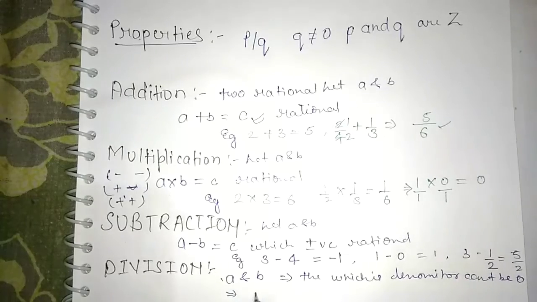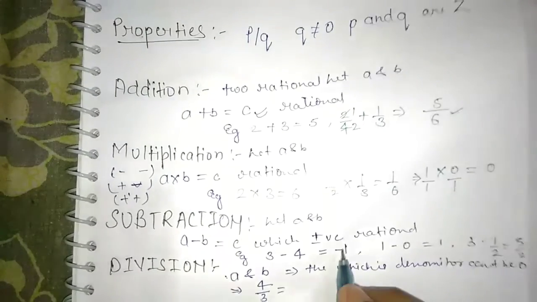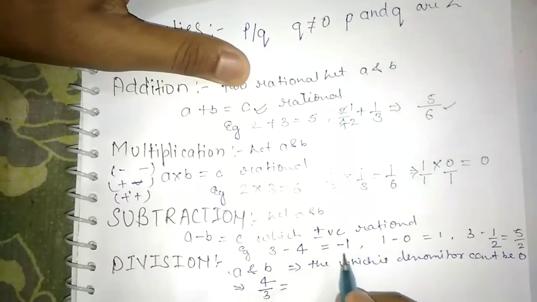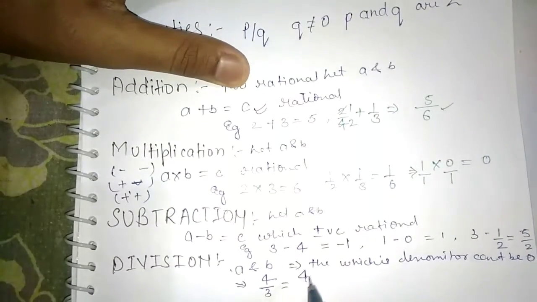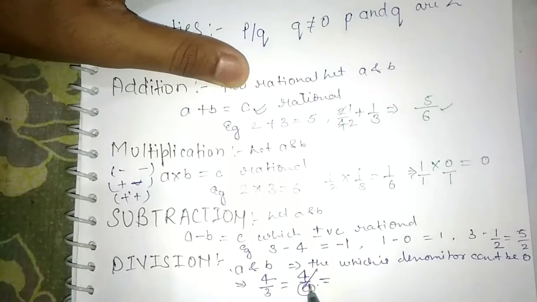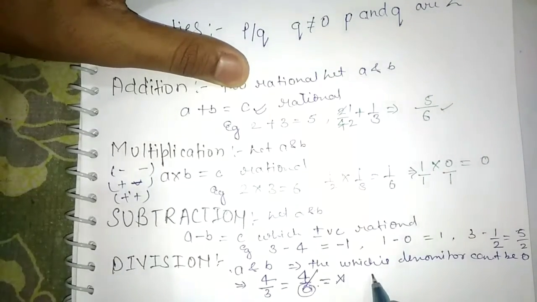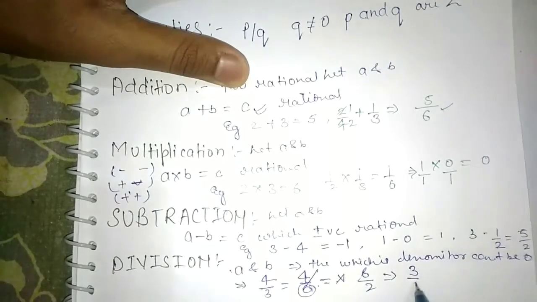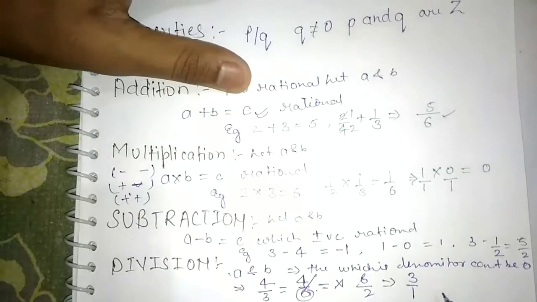For example, 4 by 3 is a rational number, as 3 is also a rational number. Talk about 4 by 0. This will not give us a rational number because here the denominator is 0, so it is not a rational number. We will talk about 6 by 2. It will give us 3 by 1, which is also a rational number.